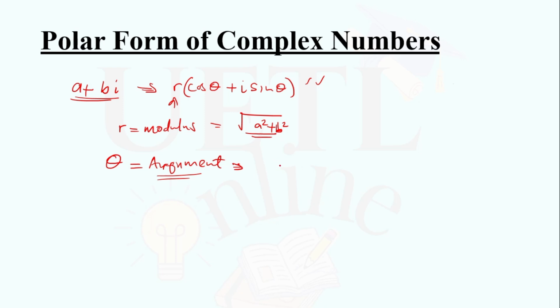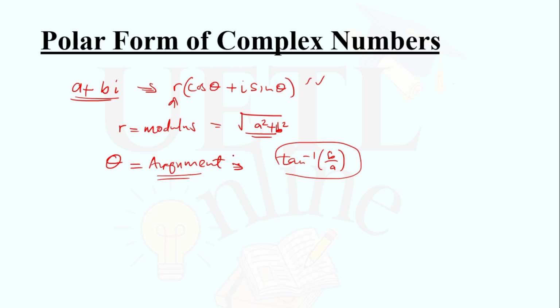The first step is finding arctan of b over a. This will be the argument only if a and b are positive. Remember, there is a longer process, so please go and watch that video where I talked about how to find the argument.